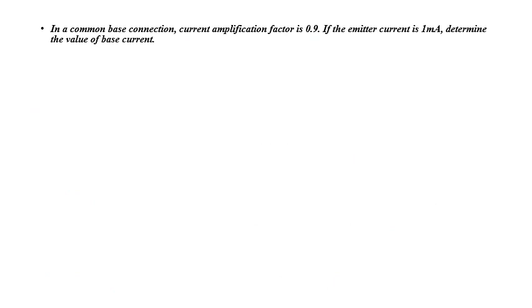Now based on this idea, we will do some problems on transistor circuits. First question: in a common base connection, the current amplification factor is 0.9. If the emitter current is 1 milliampere, what is the value of the base current? Okay, so this is the common base connection. The current amplification factor is given, equal to 0.9, and the emitter current is given. What you have to find out is the base current.